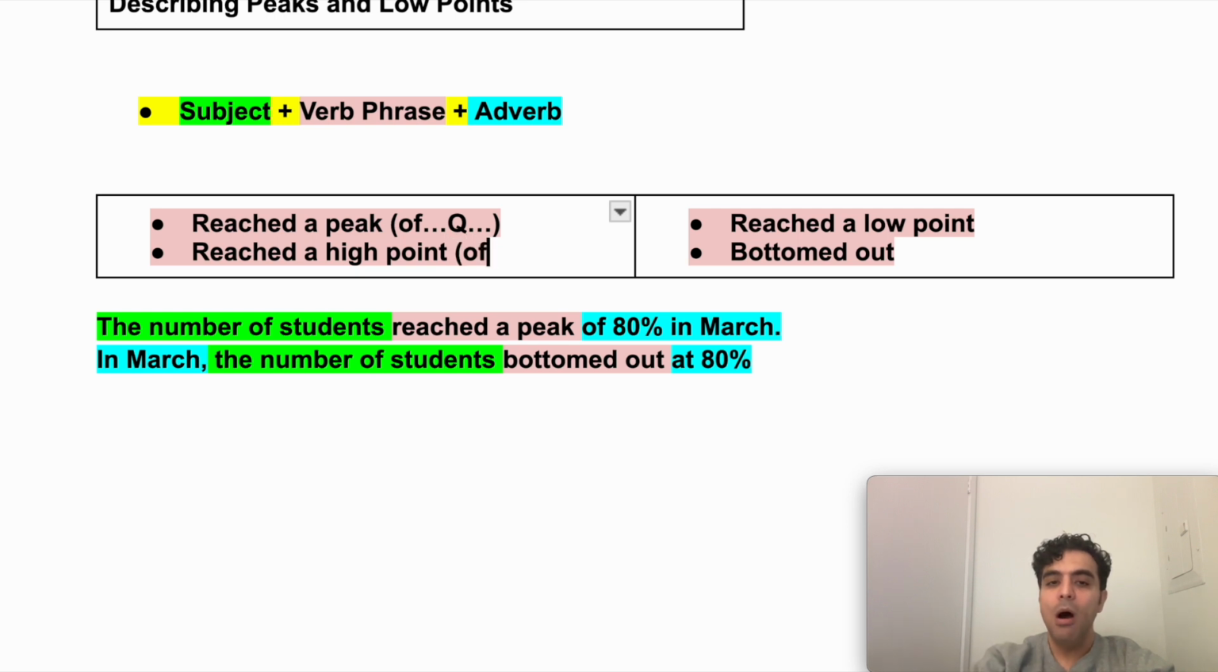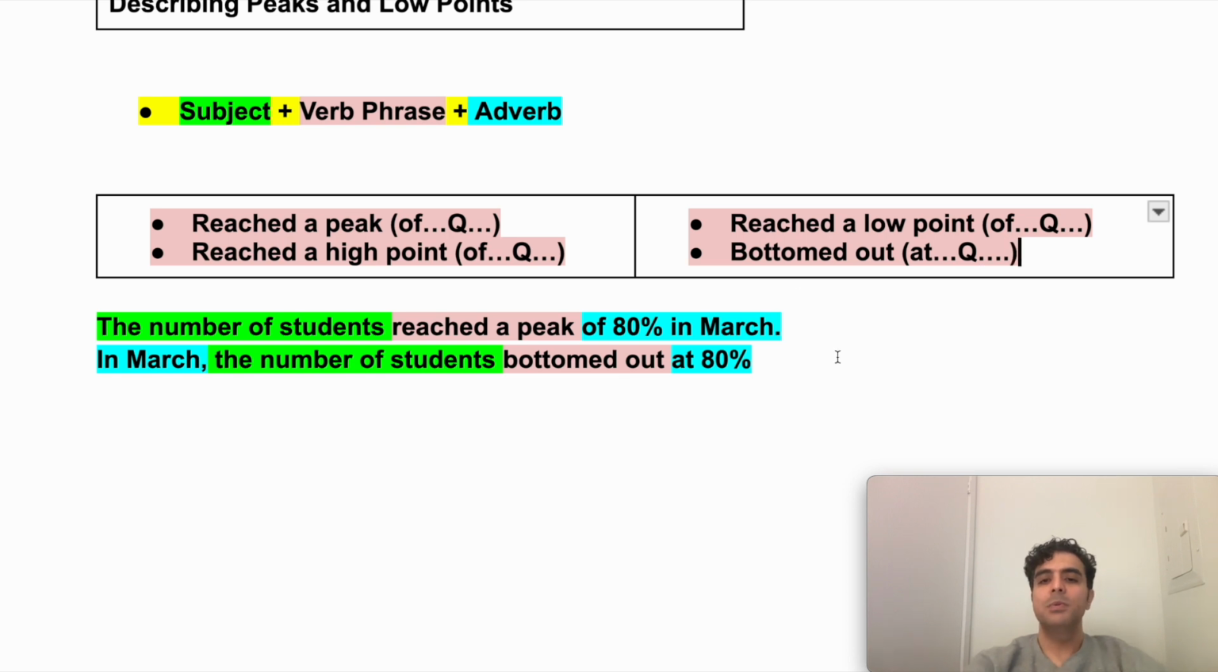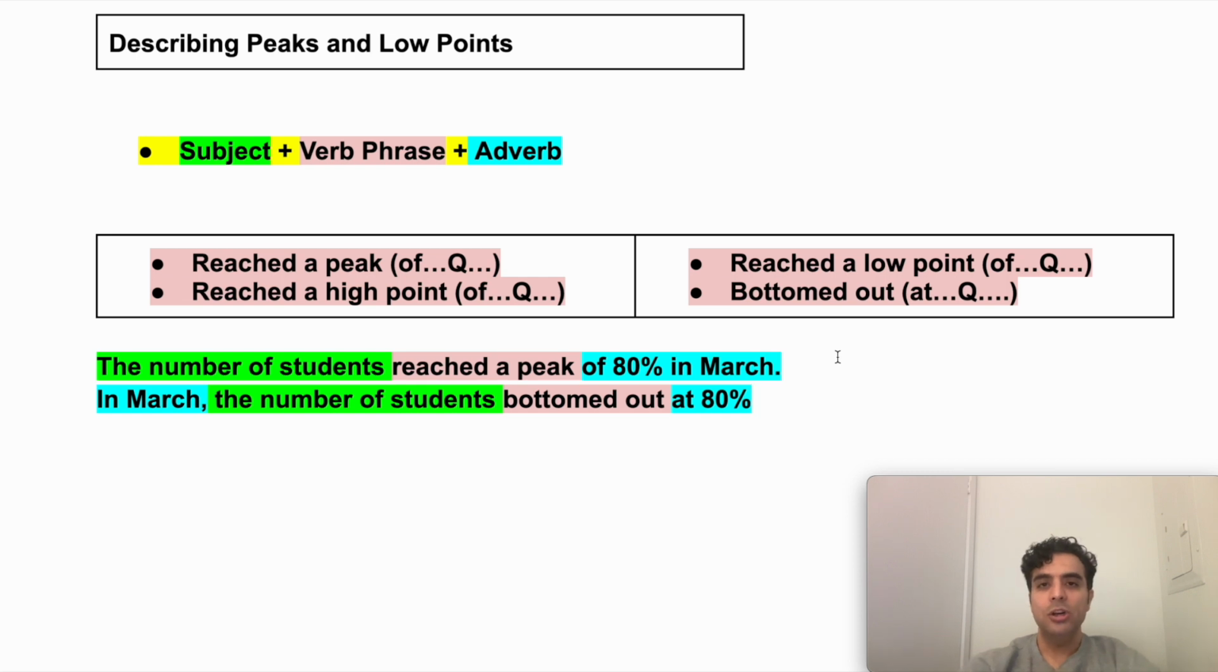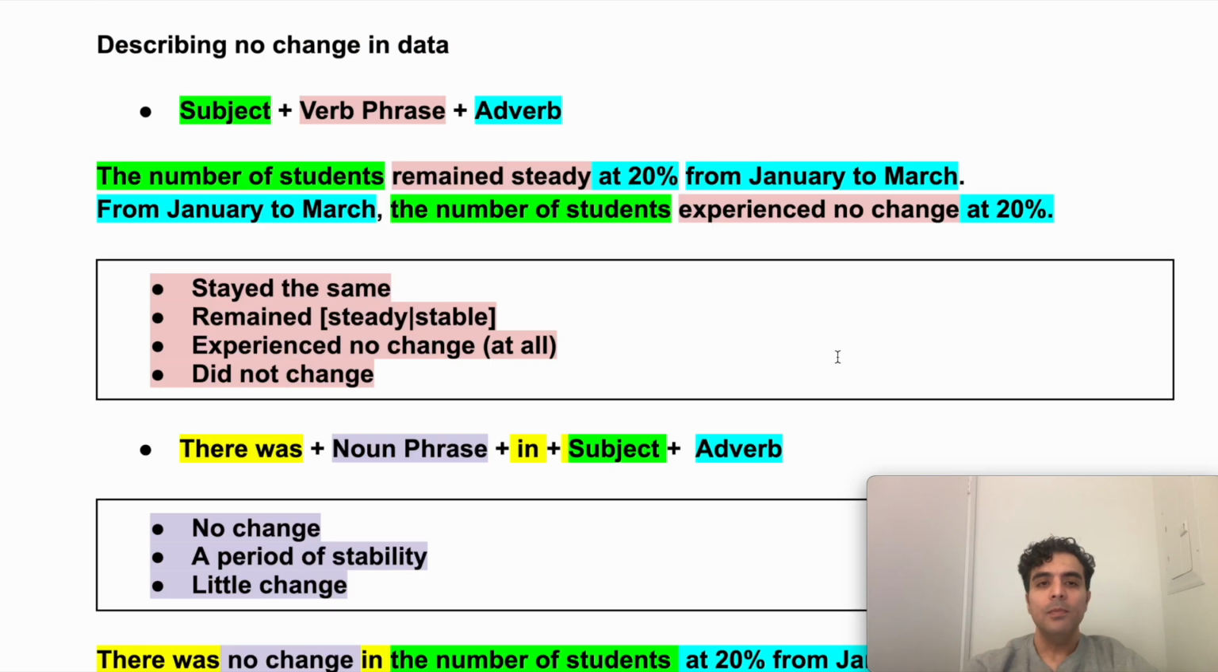Reached a high point of, and once again, mention the quantity. Reached a low point of, so far everything can be described, the quantities using of, but then for bottom out, the preposition is, as I mentioned, at. So it bottomed out at this particular amount, and there you go. These are the structures that you could use to describe peaks and low points. All right.